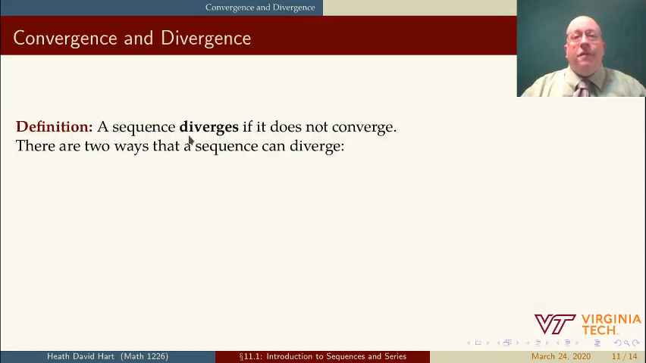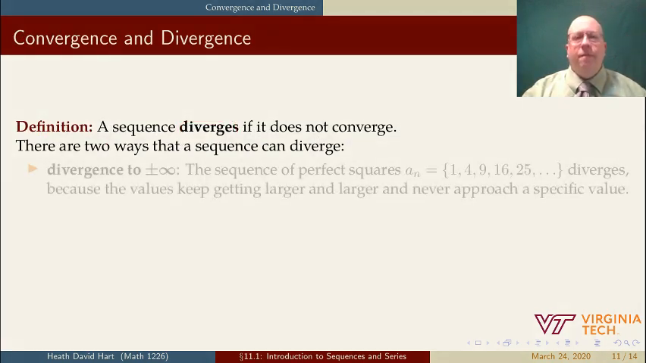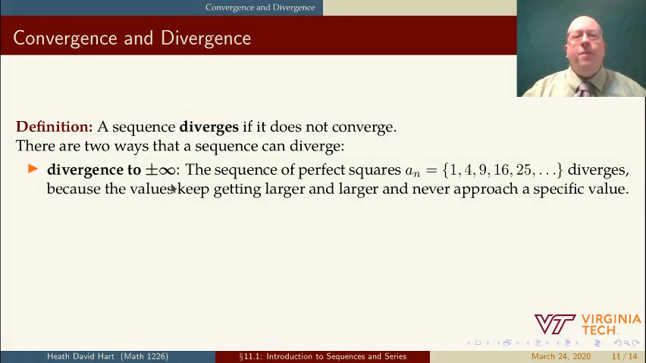A sequence diverges if it does not converge. There are two ways that a sequence can diverge. It can diverge because the terms approach positive infinity or negative infinity. The sequence of perfect squares, 1 squared, 2 squared, 3 squared, 4 squared, 5 squared, and so forth, diverges because the values just keep getting larger and larger and larger, and they don't approach a value.